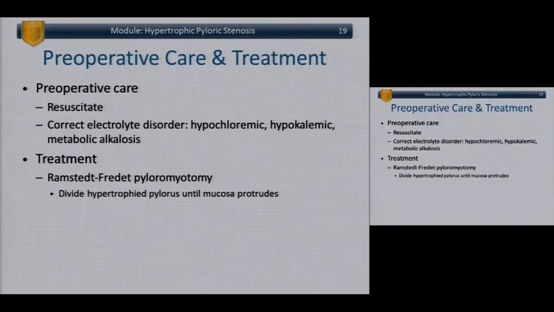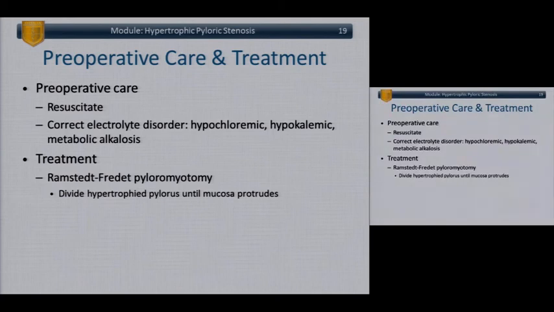They have a hypochloremic, hypokalemic metabolic alkalosis, or contraction alkalosis, and this is what you have to correct. In some of the severe cases, it could take a while; we've waited up to a week, 10 days, to get these corrected before we could do an operation on these kids.